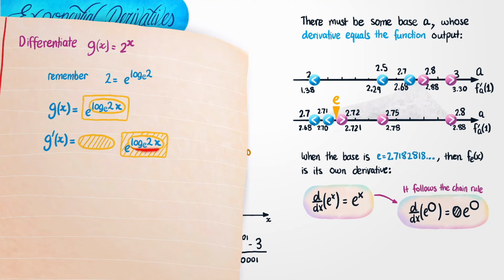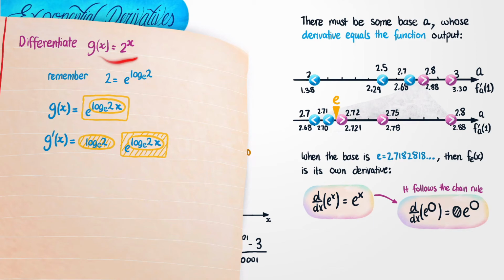And then we just differentiate the inner function. Well, I want you to realize that the inner function is just a constant times x, so the derivative of any constant times x is just going to be the constant. For example, the derivative of 2x is just 2.